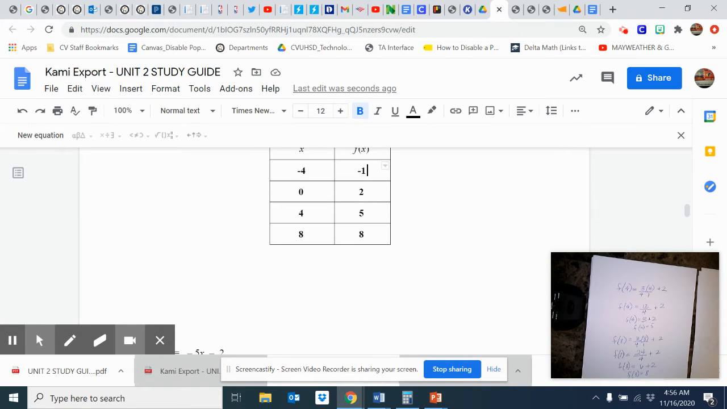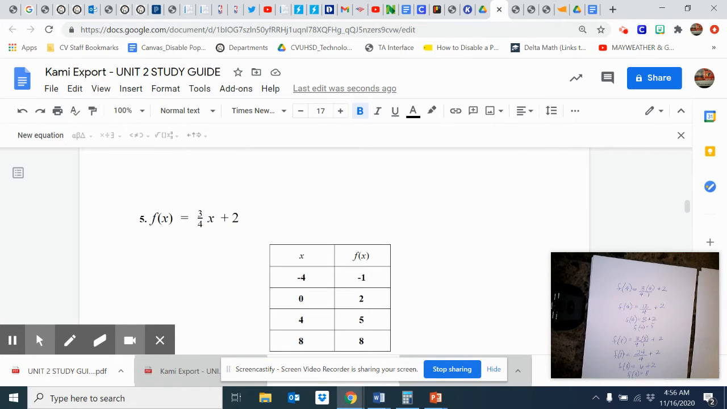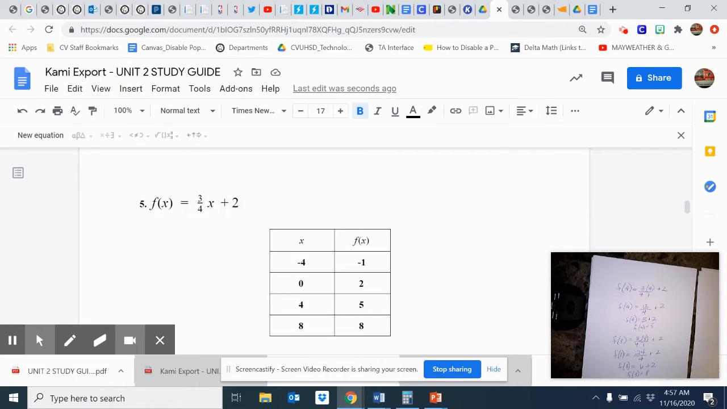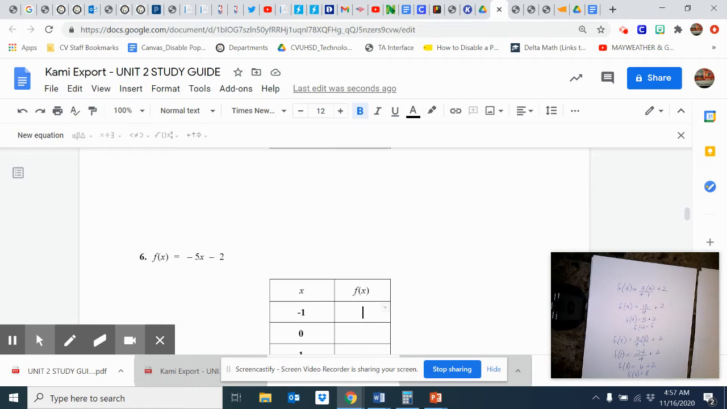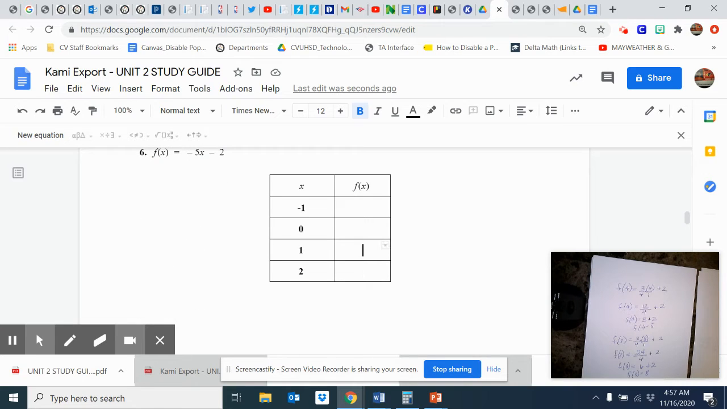So notice it's kind of like rising. It's going to rise 3 and run 4. Rise 3, run 4. Rise 3 and run 4. So it is rising by 3 on this side, but notice how it's running 4 on the x side. Okay.